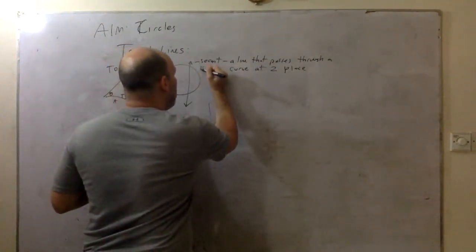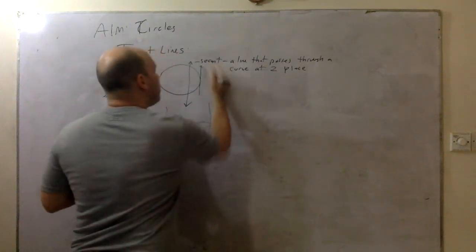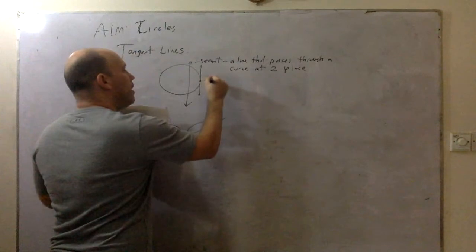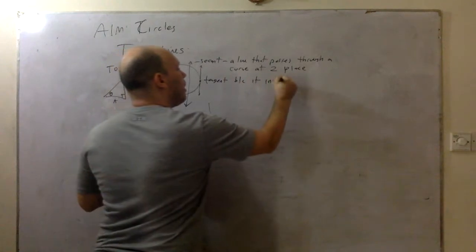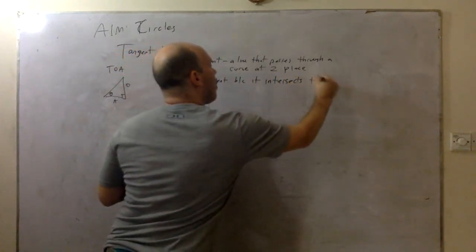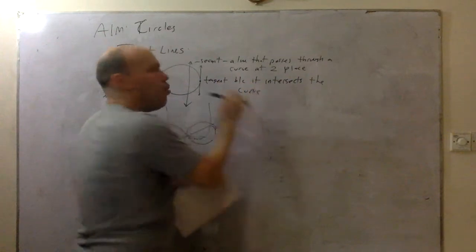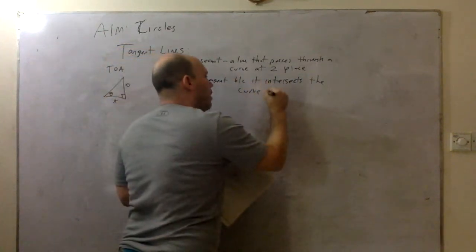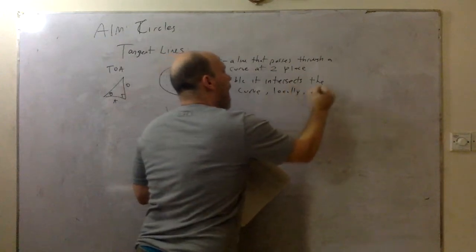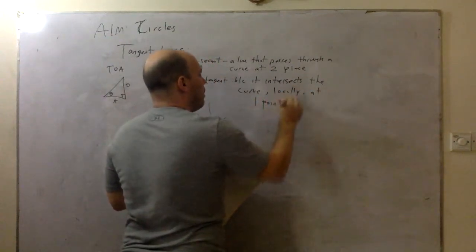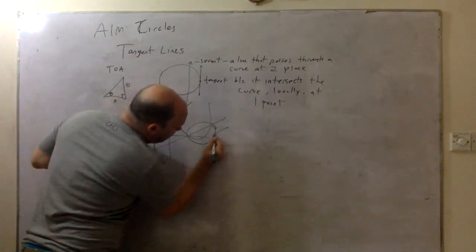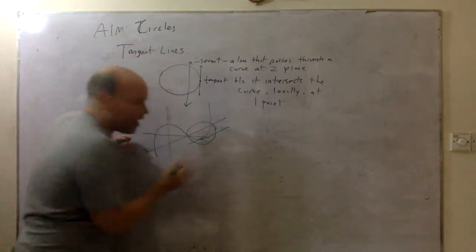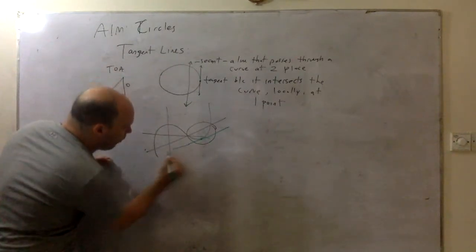A tangent line. This is a tangent line, and the idea is it's a tangent because it intersects the curve really locally at one point. So once again, you might say, well, Mr. Adler, for this one, I might draw a tangent here. And then you would say, hey, Mr. Adler, but that line crosses the curve over here.